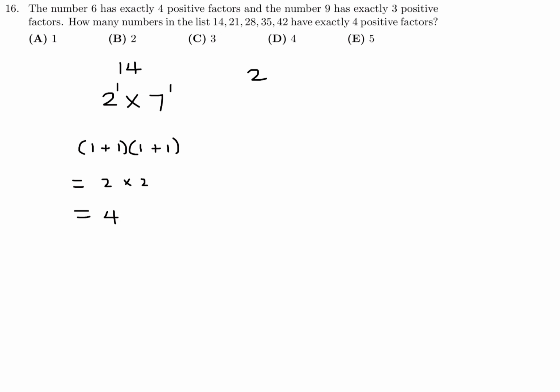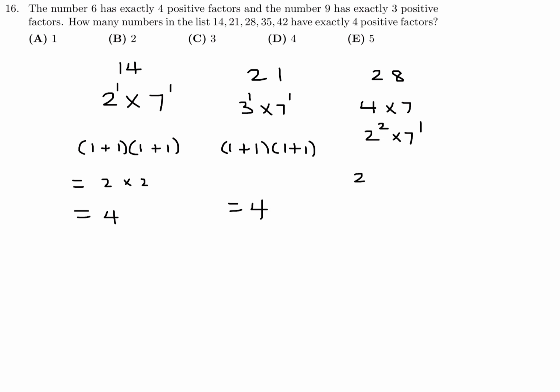So let's do the same thing with 21. 21 is 3 times 7, correct? So it would again be the exact same thing. 1 plus 1 times 1 plus 1, and that is, of course, 4. So this one and this one, both of those seem to have 4 factors. How about 28? 28 is 4 times 7. But remember, it's got to be broken down to its prime factors. If you do that, it's 2 to the power of 2 times 7 to the power of 1. Now, if you use that rule, it would be 2 plus 1 times 1 plus 1, and that is 3 times 2, which is 6.